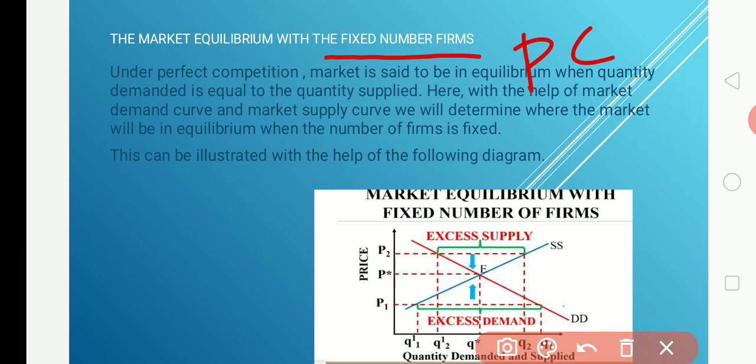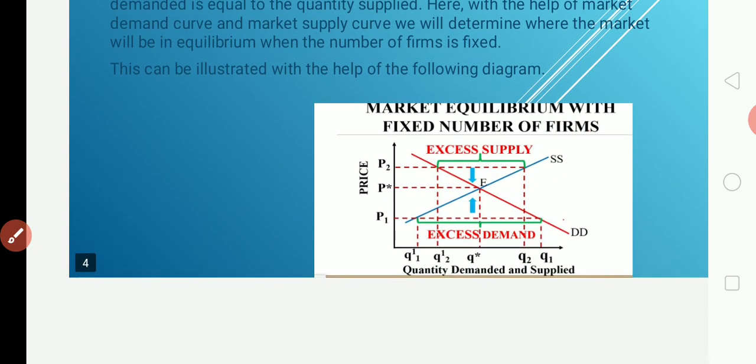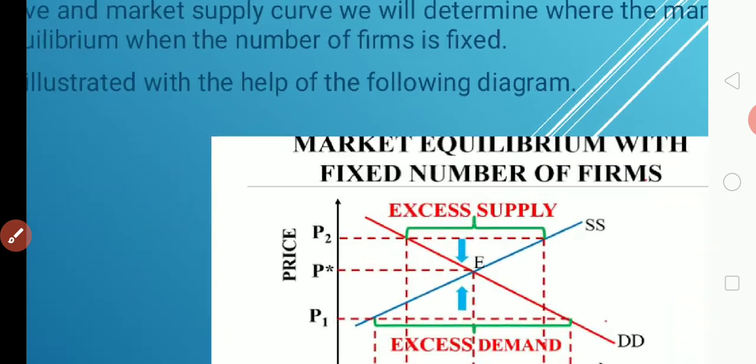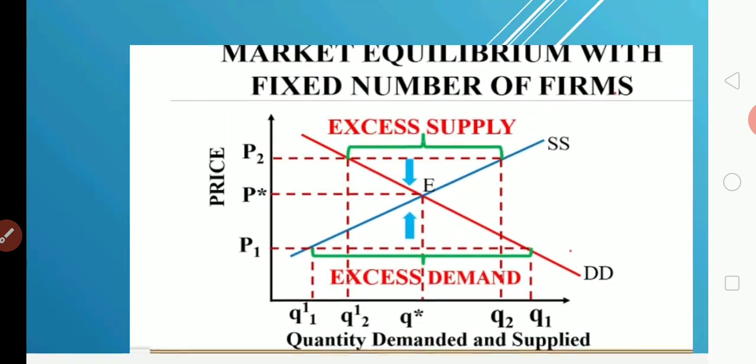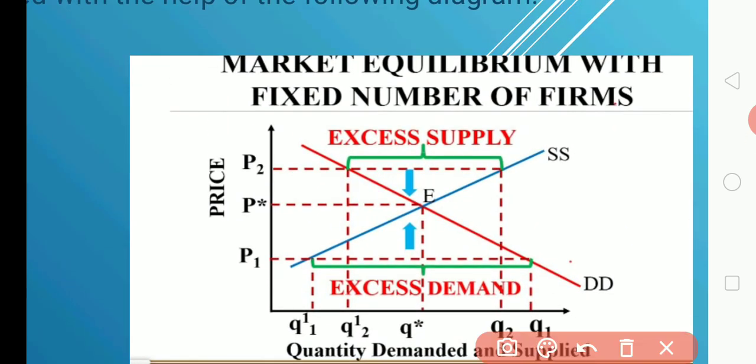See here, this is P star, the original price, and here Q star. So now you can look here, this is the original price, this is the original quantity, the Q star and P star. So when the price is P star, the quantity supplied will be Q star.